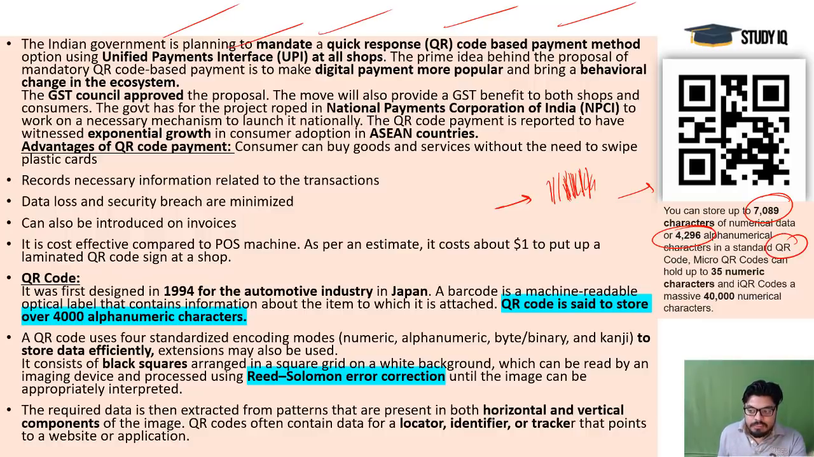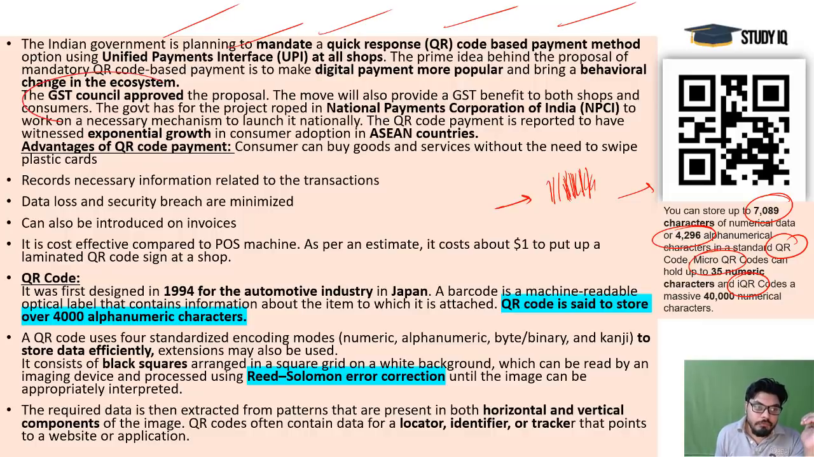And this is about the standard QR. There is micro QR, which can store 35 numerical characters, and iQR, an advanced one that is in use these days. These codes can store a massive 40,000 numerical characters. So much more information can be stored with this, and this is a very protected system that can be used in the digital payment system. So the government is planning a mandated method for that.